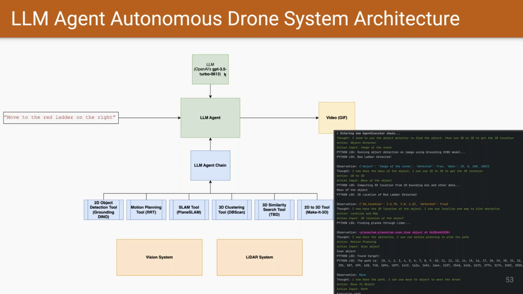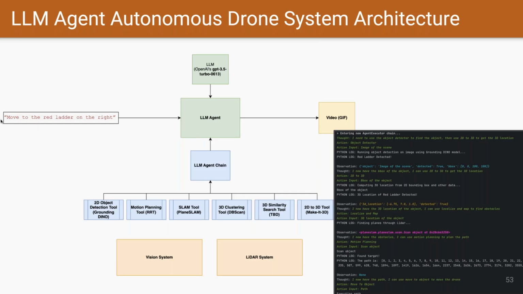We use GPT 3.5 Turbo to connect to our LLM agent. All the other stuff, including object detection, SLAM, 3D clustering, and ray tracing, those are all happening on CPU-based systems. And we leverage the CPU ray tracing engines to generate these 3D scenes.